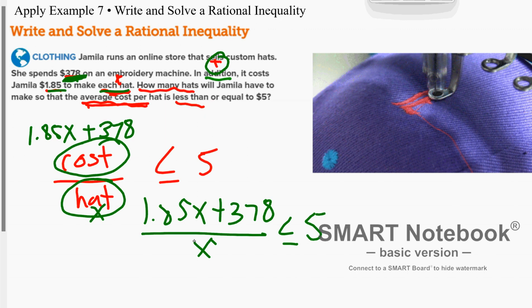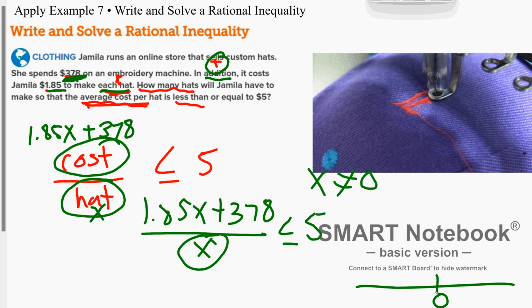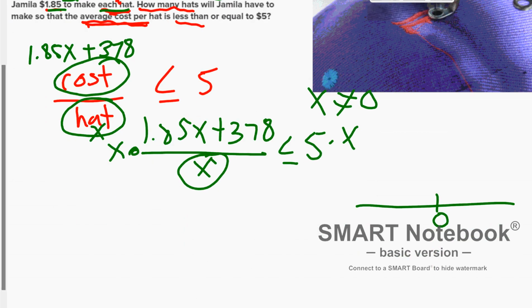Now just solving this, we set the denominator equal to 0, so x can't be 0, right? We don't want to sell 0 hats. So we're going to put that on a number line, 0 right in the middle, and we're going to test to the left and to the right. But now we need to solve this, so how do we get rid of dividing by x? We multiply by x. So we get 5x, and we can just treat this as an equal sign, that's why we're testing on a number line.